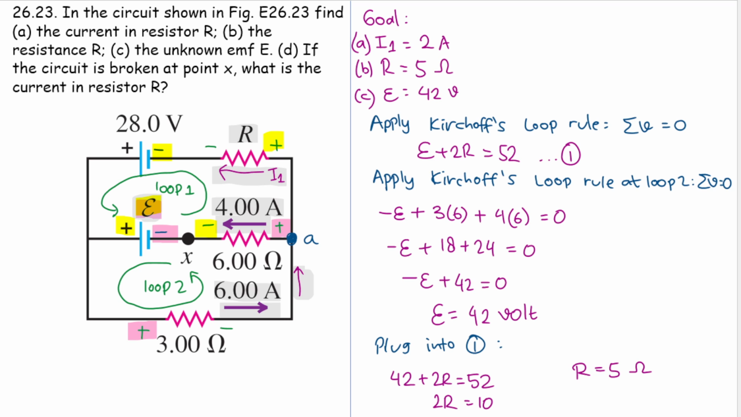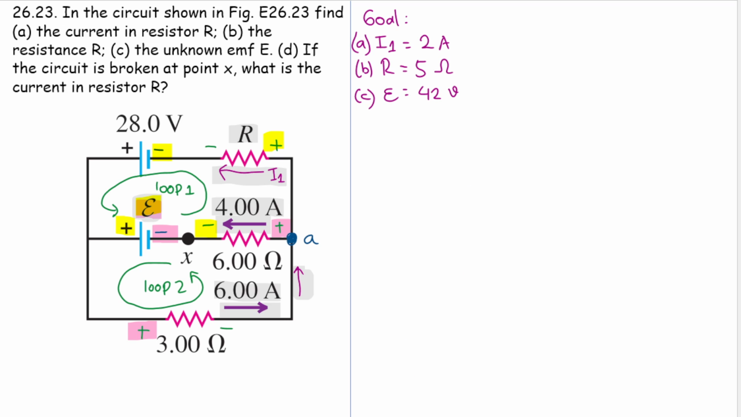However, we still need to answer question D. Okay, maybe let's clean up our slide a bit. Okay, for the question D, we need to redraw the circuit. So if the circuit is broken at point X, so we will not have this component here because we broke this, right? It gets cut out. So we don't have this battery here, and also we don't have this resistance here. Okay, so let's redraw the circuit here.